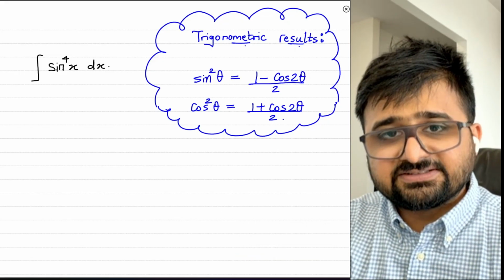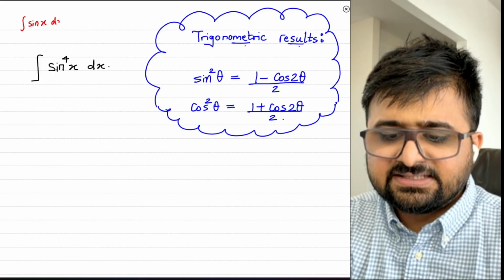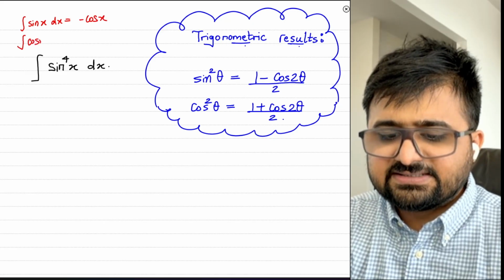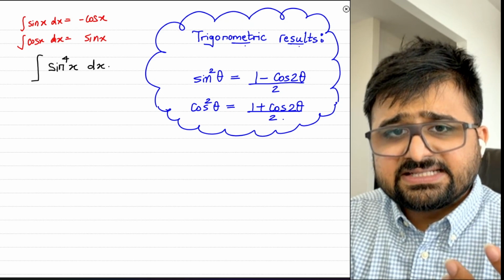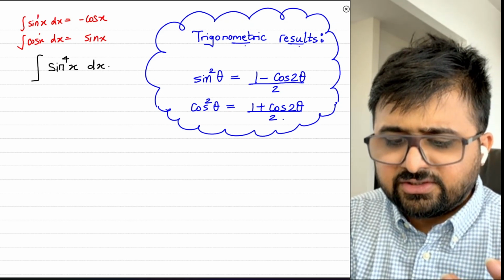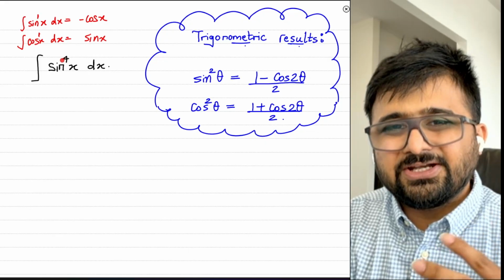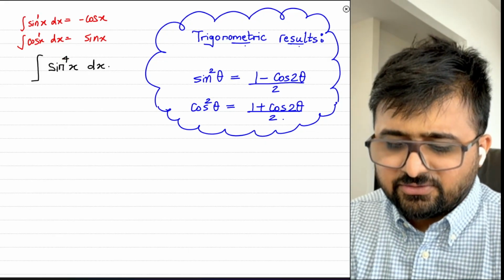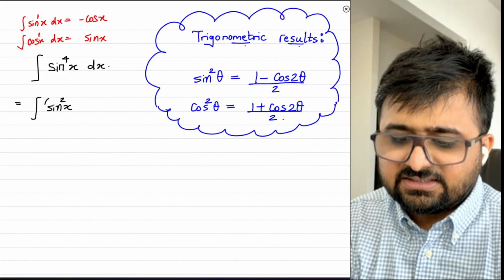In integral, for sine and cos, the only standard formulas that we have are: integral of sine x dx is minus cos x, and integral of cos x dx is sin x. Remember these have power 1 for sine and cos. So somehow we'll have to figure out a way to convert that power 4 into power 1. In order to do that, first we write this sine to the power 4x as sine square x the whole square.